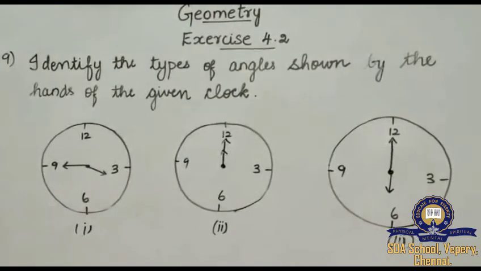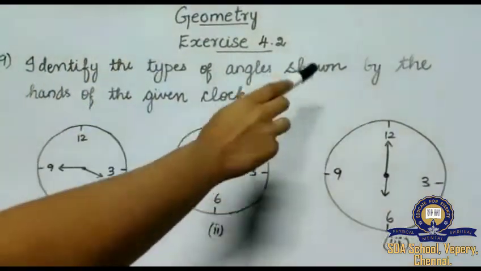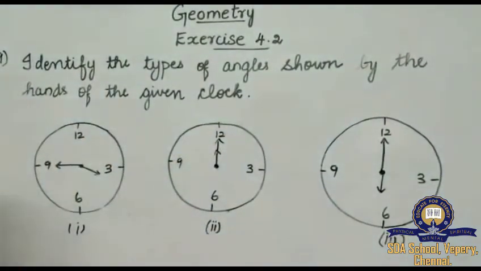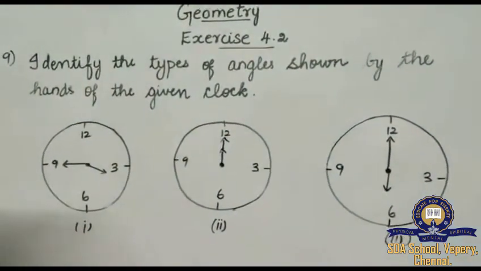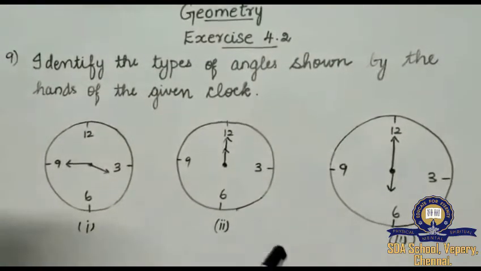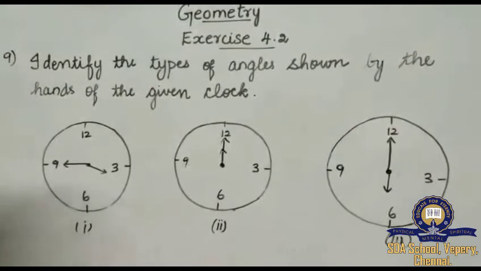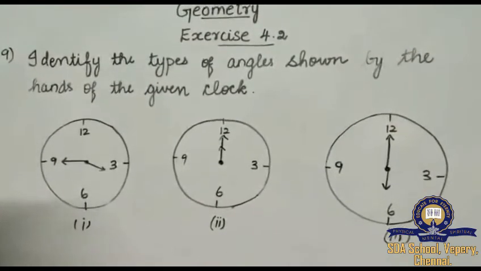So now we'll move to the 9th sum. Identify the types of angles shown by the hands of a given clock. There are 5 figures given, right? I'll be solving 3 figures, and the 4th figure and 5th figure will be your homework sums. So let's move to the first figure.